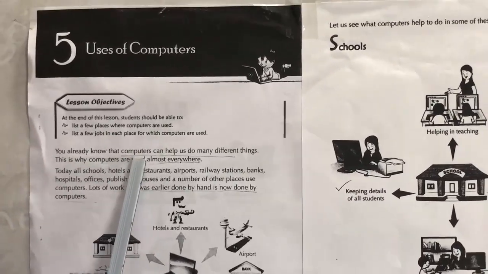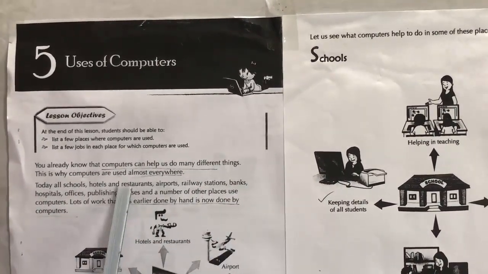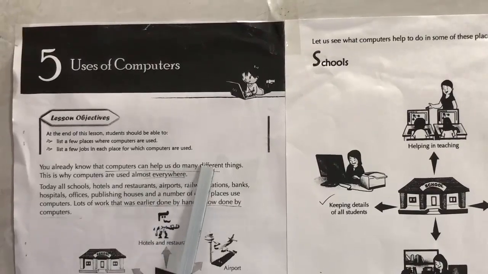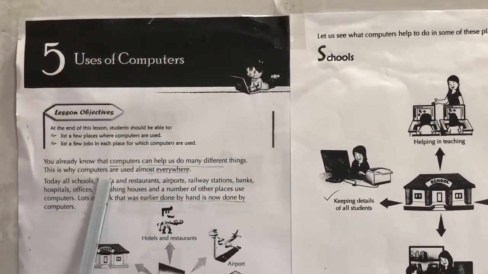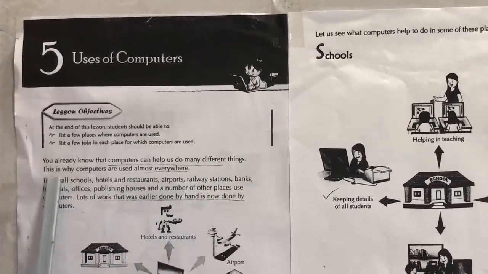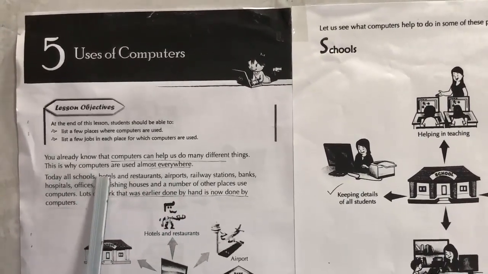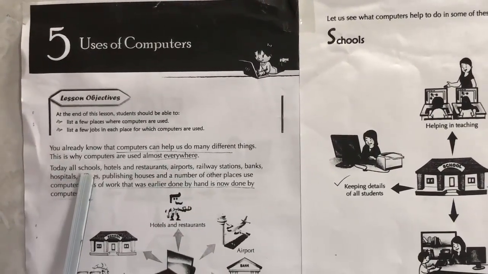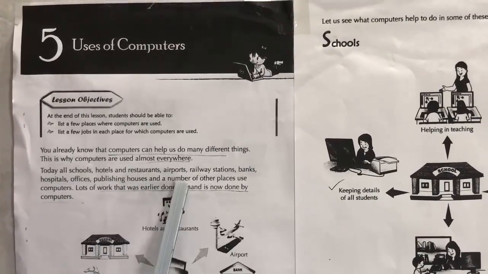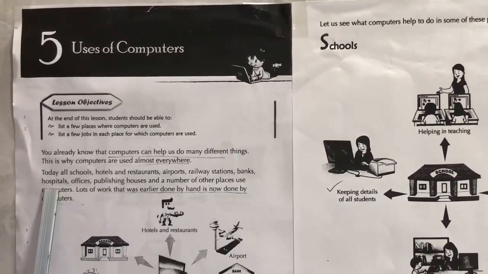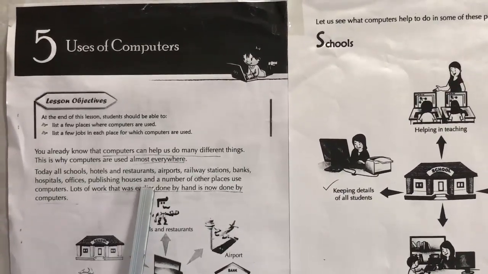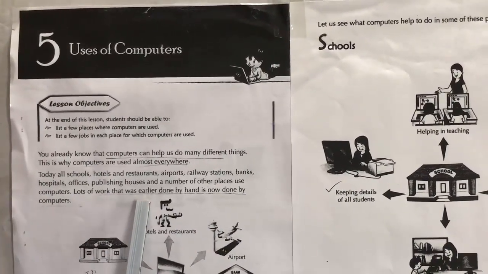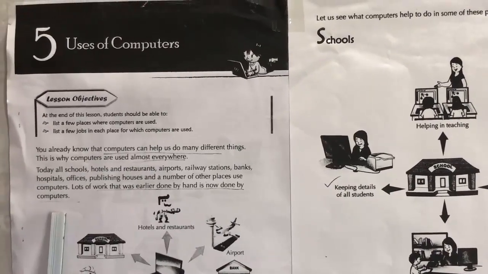You already know that computers can help us do many different things. So computers can help us not only do same things, computers can do different things, many things. This is why computers are used almost everywhere. This is very important for MCQ. Now, computer has been used almost everywhere in our country, all over the world. Today, all schools, hotels and restaurants, airports, railway stations, banks, hospitals, offices, publishing houses and a number of other places use computers. Lots of work that was earlier done by hand is now done by computer.